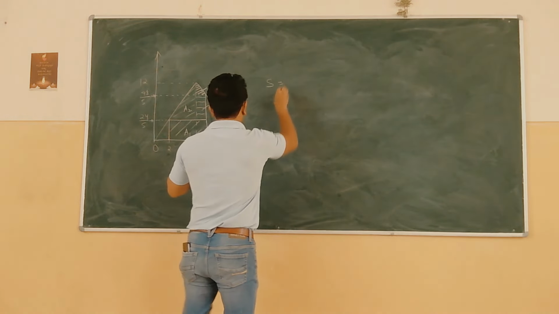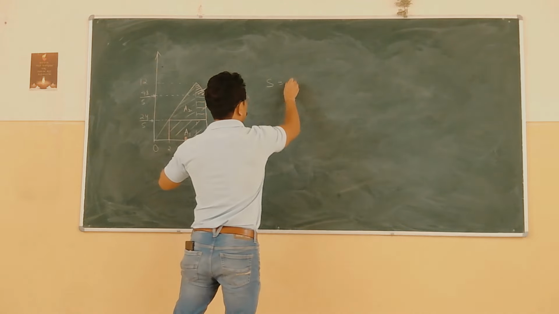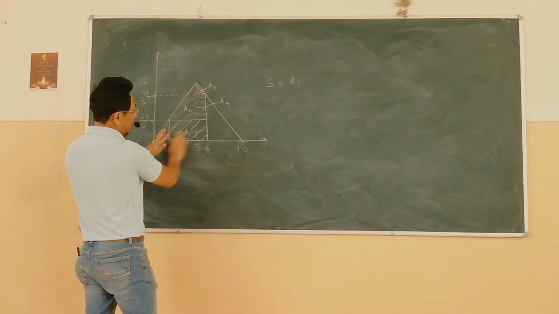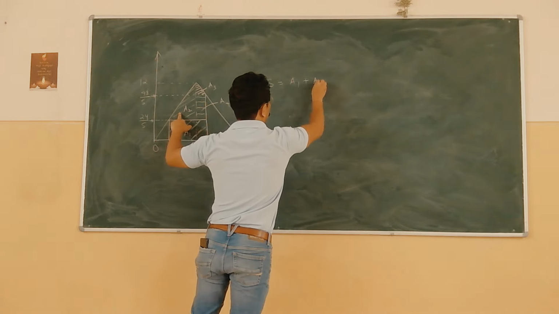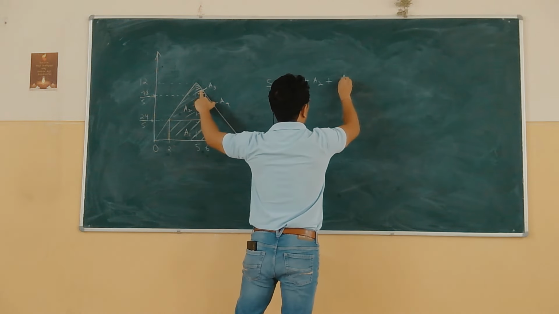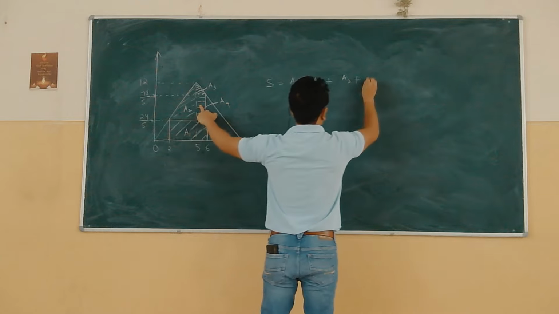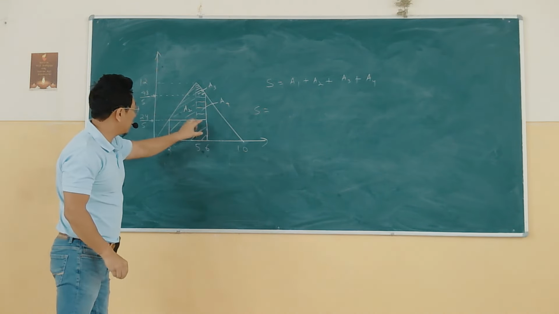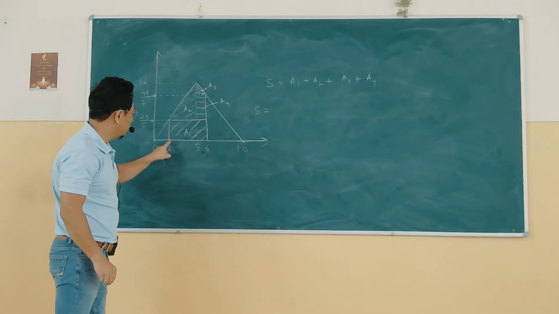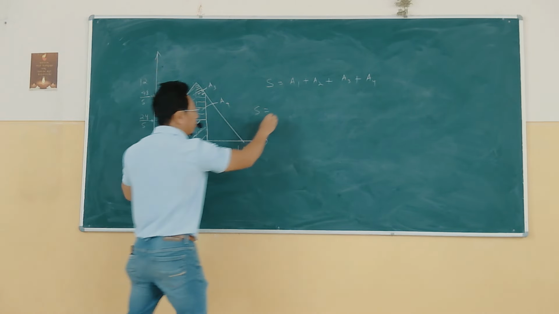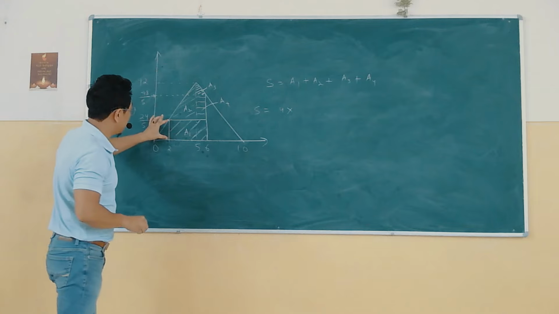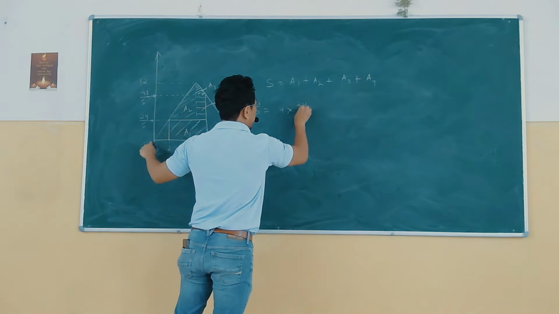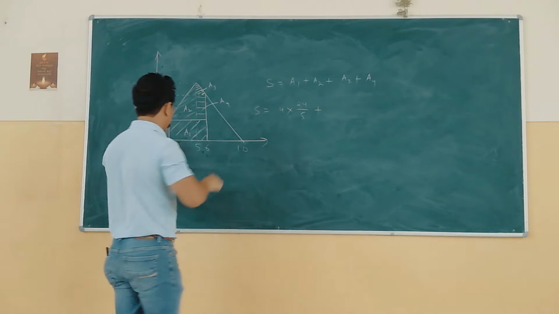So the displacement from 2 seconds to 6 seconds would be this rectangular area, remember, plus this triangular area, plus this triangular area, plus this rectangular area. What is this rectangular area? Length. What is the length? 2 to 6. So what is this gap? 4 into this breadth. What is the breadth? 24 by 5 minus 0. 24 by 5. So length into breadth finished.